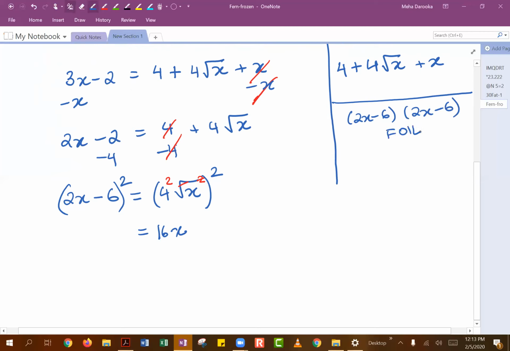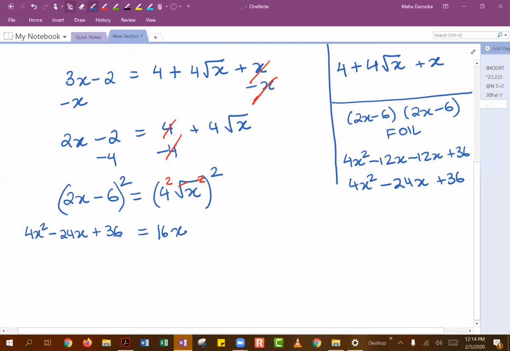Okay, so what will that guy end up doing? 4x squared minus 12x. Very good. Yeah, plus 36. Very good. And yeah, exactly. When you add the middle terms, that ends up giving you negative 24x. Okay, so our left-hand side, 4x squared minus 24x plus 36.